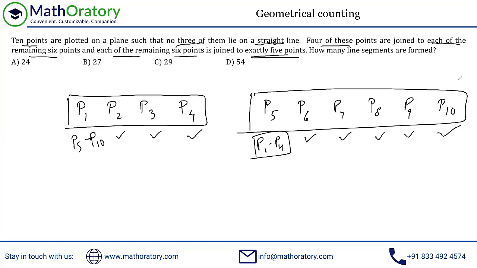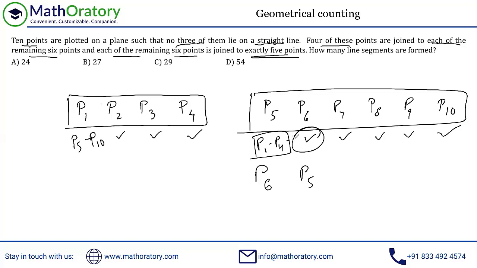But the information tells us that each of the remaining 6 points is joined to exactly 5 points. These are 4 points, so P5 should be connected to one of the remaining 5 points. P5 is anyhow connected to these four, so it has to be connected to one of these five. Let's assume that P5 is also connected to P6. If P5 is connected to P6, that automatically makes P6 connected to P5, right?